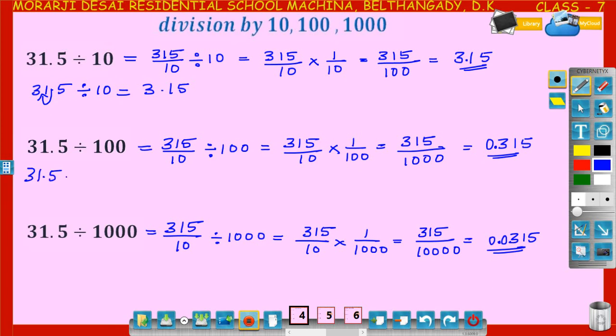So 31.5 by 100. Here we have 2 zeros. In 100 we have 2 zeros, so the point has to move 2 steps backward. That is, the point should come here, 0.315. 31.5 by 1000. In 1000 we have 3 zeros, so the point should move 3 steps. 1, 2, 3. That is 315 as it is. The point was here. So 1, 2, 3. That is 0.0315. It was here in 31.5, 1, 2, 3 steps, because there are 3 zeros over 1.